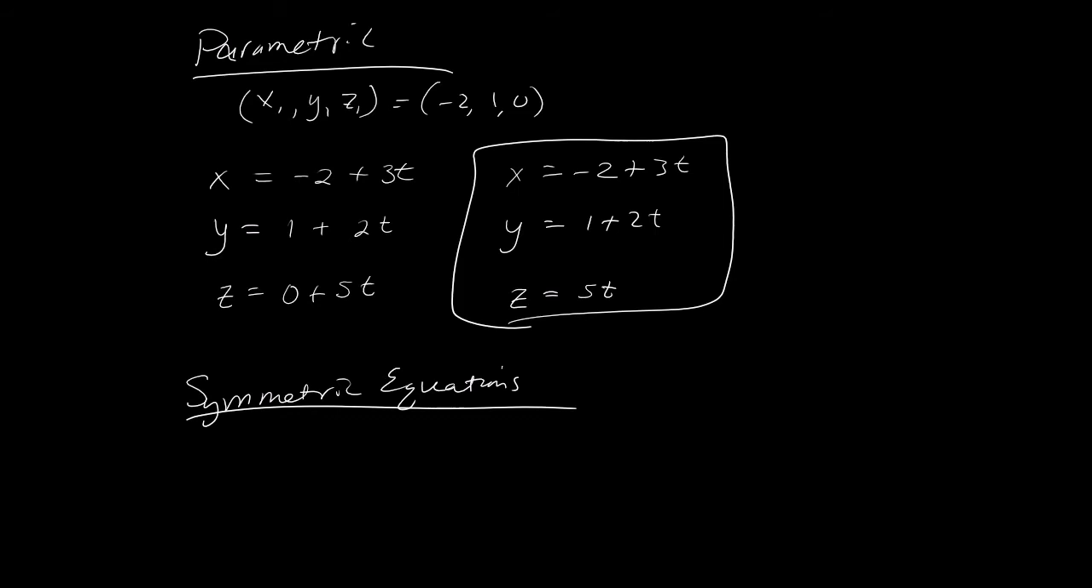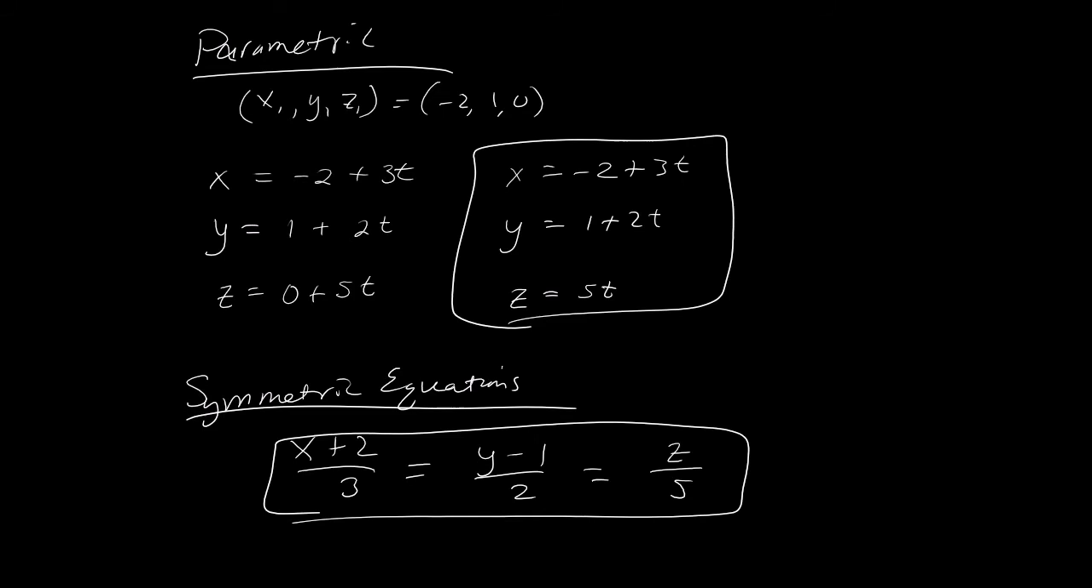Solve each of these for t and then set them equal to each other. So we have (x + 2)/3 = (y - 1)/2 = z/5. There we have it. So again, I've just solved each of the equations above, the parametric equations for x, y, and z, for t. It's the same t, so we just set those equal to each other. And there we have it.